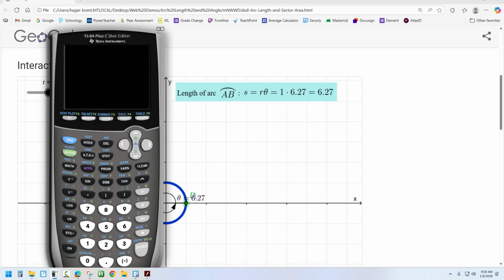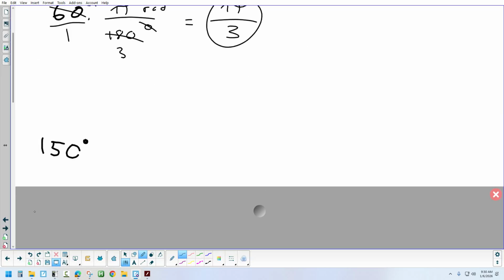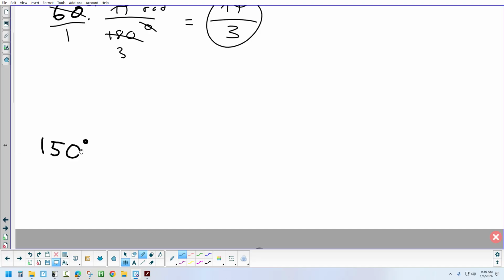All right, let's try this one. 150 degrees. So again, if you want to make it a fraction, you can. Think about where degrees is going to go to cancel out the degree symbol you already have.